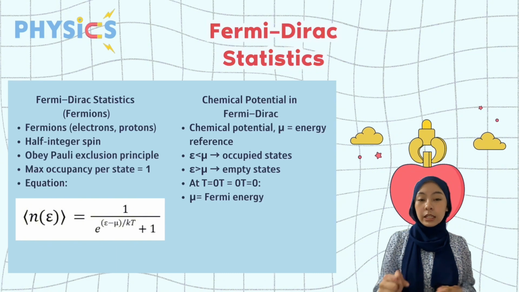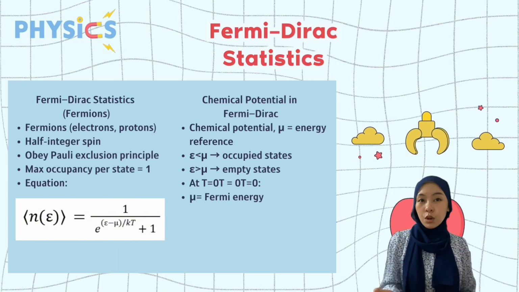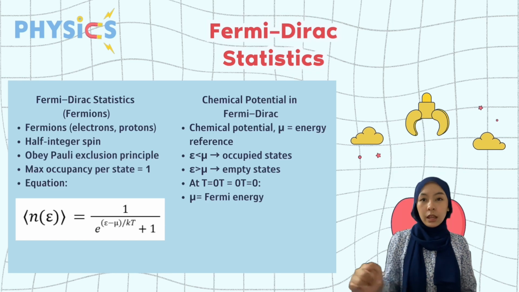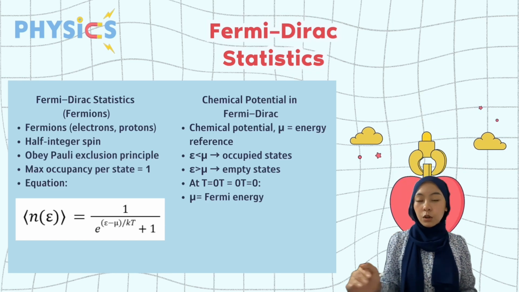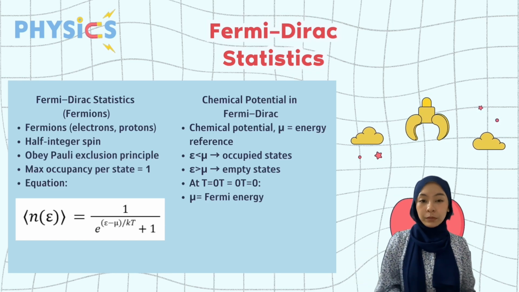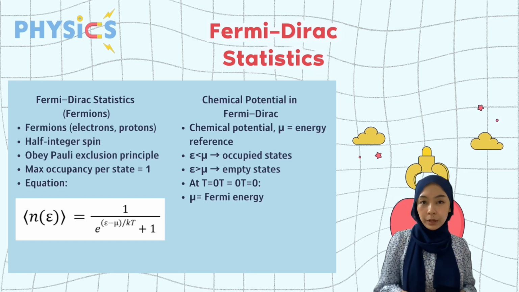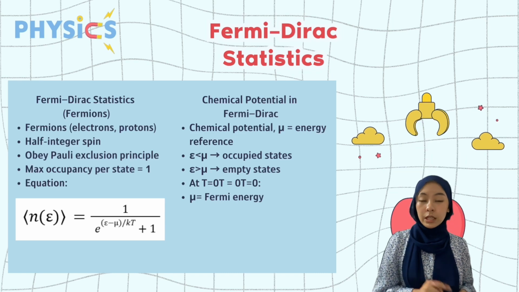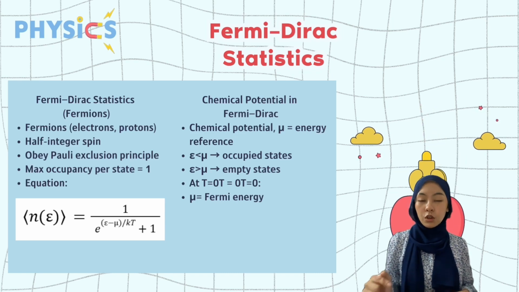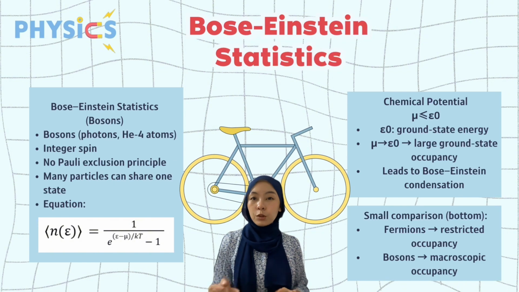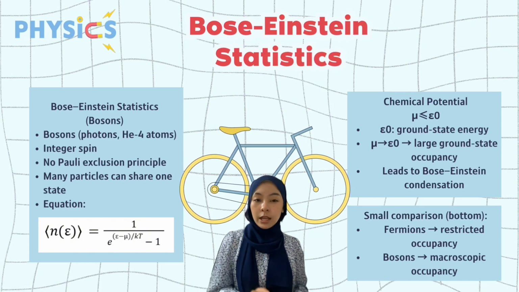In this case, the chemical potential, denoted by mu, acts like an energy boundary at low temperature. Energy states below mu are mostly occupied, while states above mu are mostly empty. At absolute zero temperature, mu is equal to the Fermi energy, which represents the highest occupied energy level. Next, Bose-Einstein statistics apply to bosons, such as photons or helium-4 atoms.